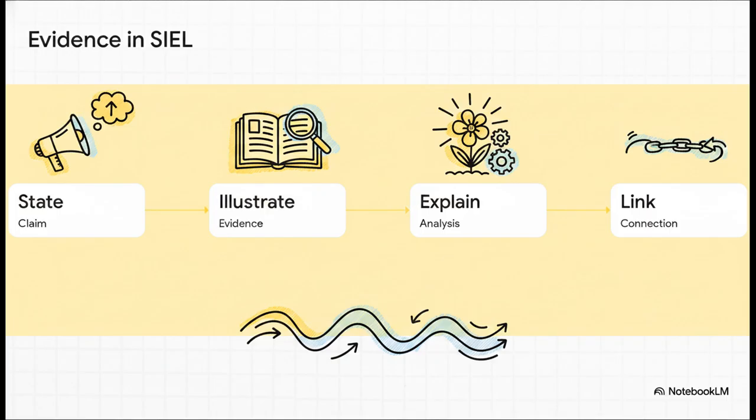Third, you explain. This is where your brilliant analysis actually blossoms. You tell the reader exactly what that evidence means. And finally, you link it all together, creating a clear connection right back to your main thesis. State, illustrate, explain, link. And this brilliantly illustrates how an idea moves from a simple claim all the way to a deeply connected argument. It's that simple and it's that powerful.